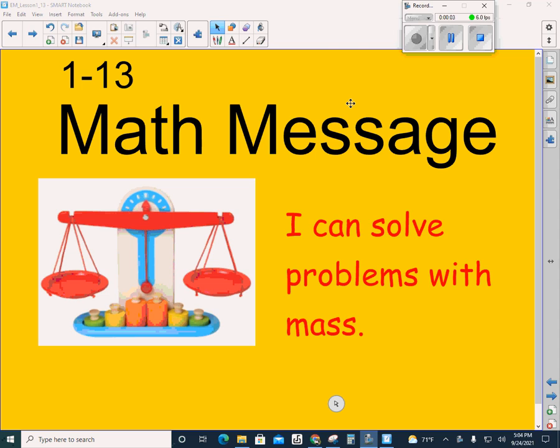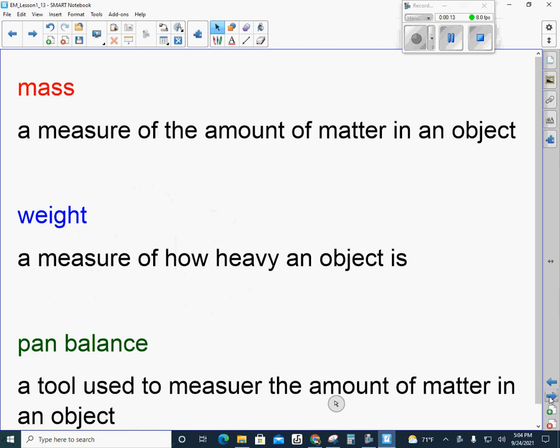Okay, boys and girls, this is Math Message 1-13, and in this lesson today, we're going to solve problems with mass. Now, before we get started, let's go over a couple of vocabulary words, okay? The word mass is the measure of the amount of matter in an object. The word weight is the measure of how heavy an object is.